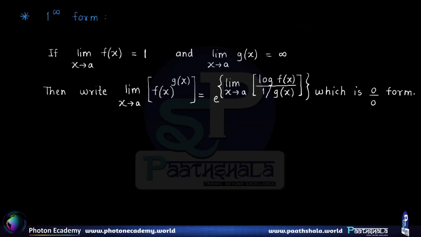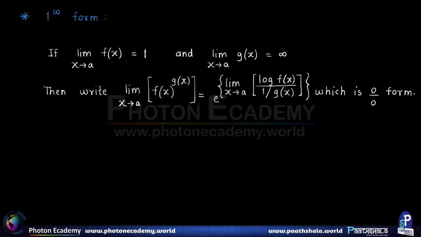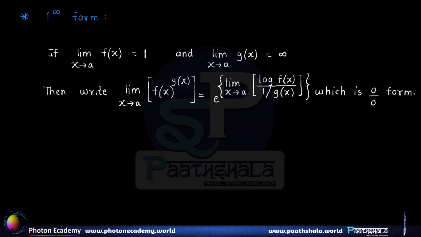Now we see the next indeterminate form, which is 1 raised to infinity. That is, if the limit of f(x) as x tends to a is 1 and the limit of g(x) as x tends to a is infinity, then we write the limit of a function of the form f(x) raised to g(x) in a slightly different manner. That is, the limit is equal to e raised to the limit of log of f(x) whole upon 1 upon g(x) as x tends to a. And the limit in the exponent gives us the 0 by 0 form.